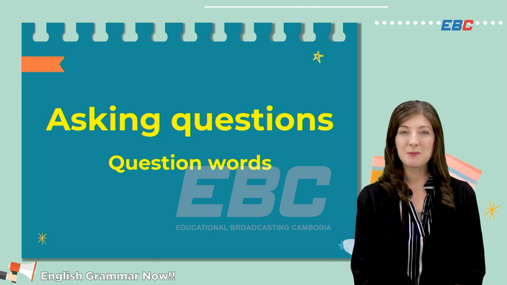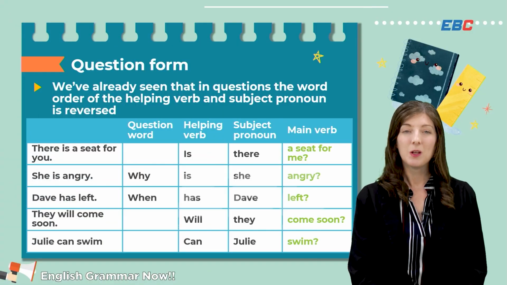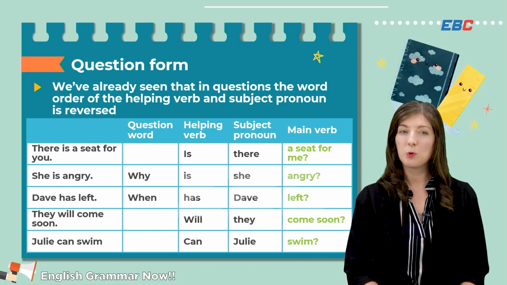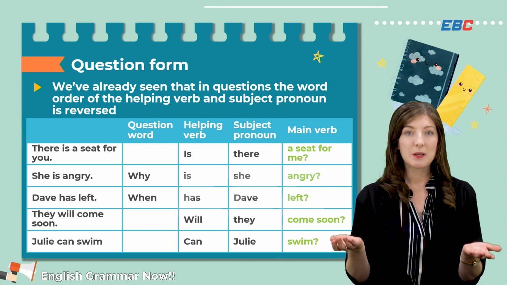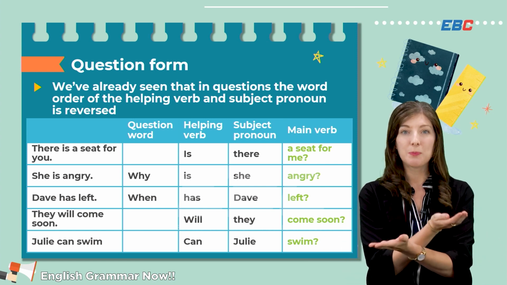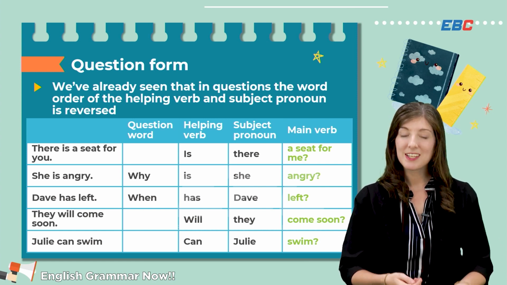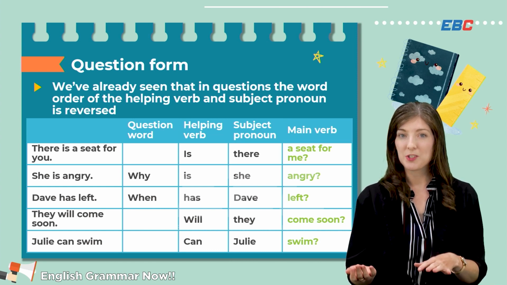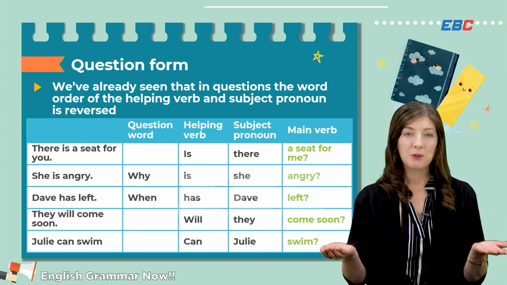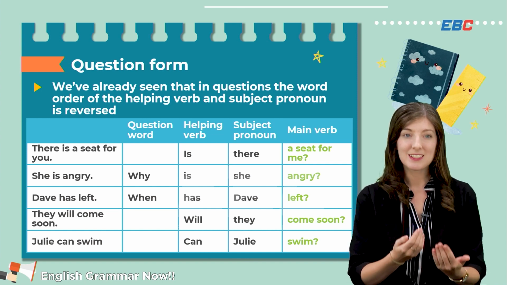Today, we're going to be talking about asking questions and looking especially at question words. We've already seen that in a question, the word order is reversed. We take the helping verb and the subject pronoun and we change places. So for example, when we change the statement into the question, the verb and the pronoun change places, like these.